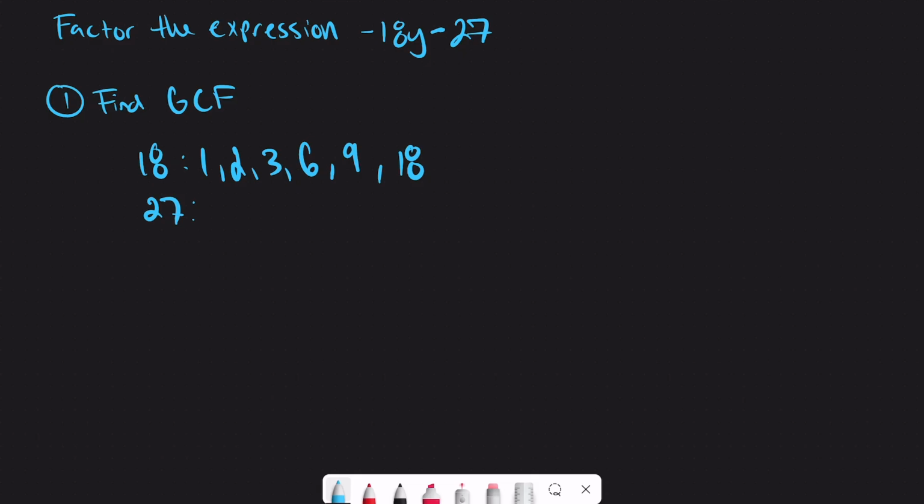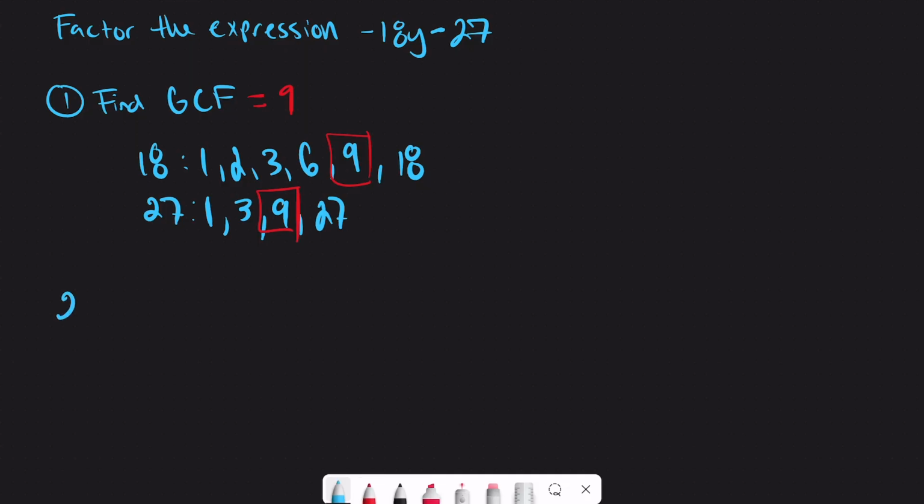As well with the number 27, the first factor is always going to be 1, obviously. Can 27 be divided by 2? No, it cannot. By 3, yes. 9 times 3 is 27. 4, 5, 6, 7, 8, no. 9 is the next one. And then 27 itself. Now I ask myself, which is the last one I see that is common? The last one I see that's common is the 9. So 9 will be our greatest common factor.